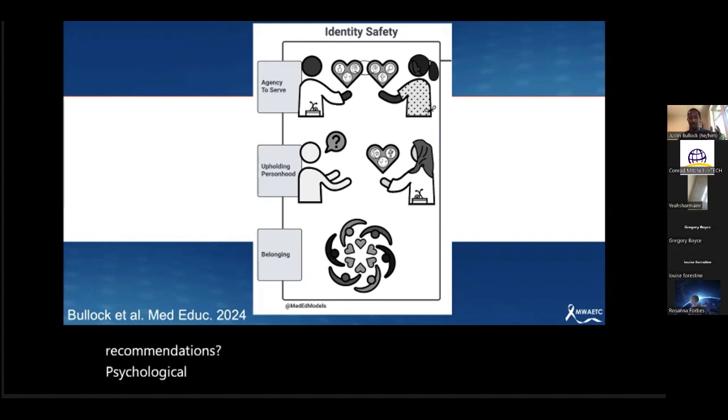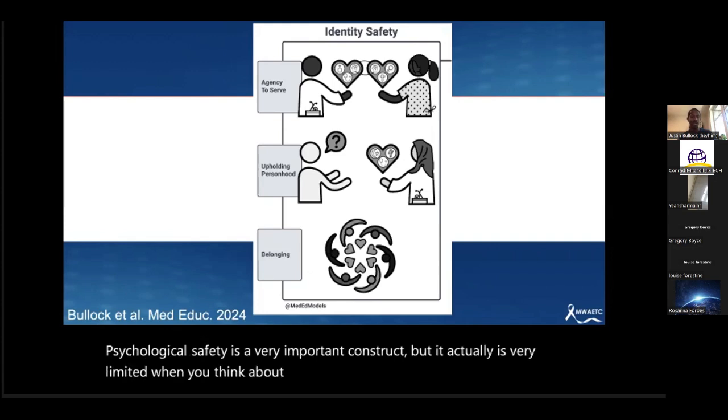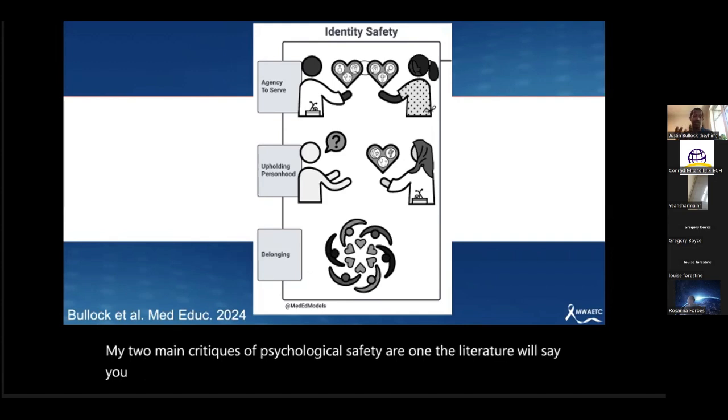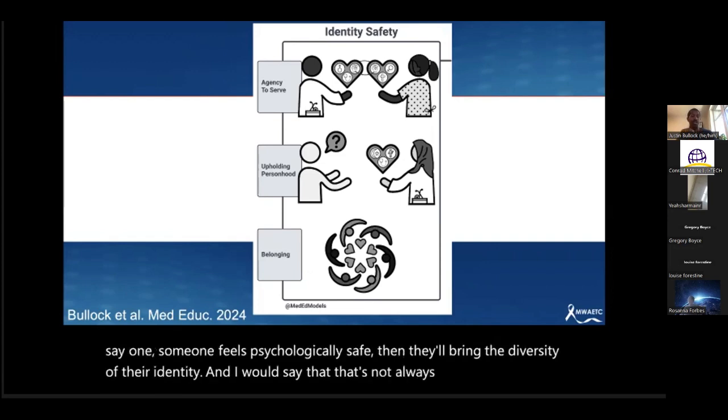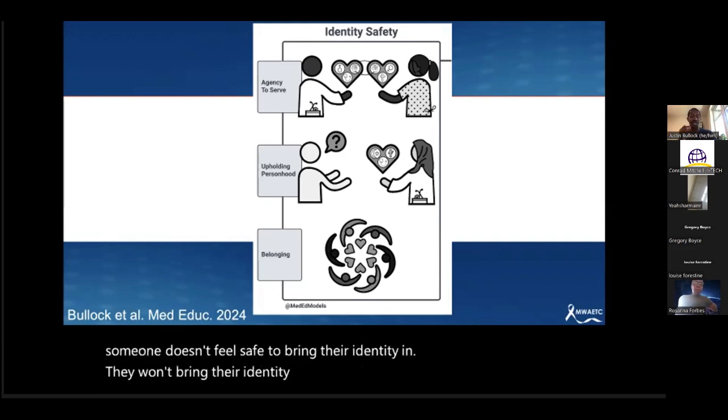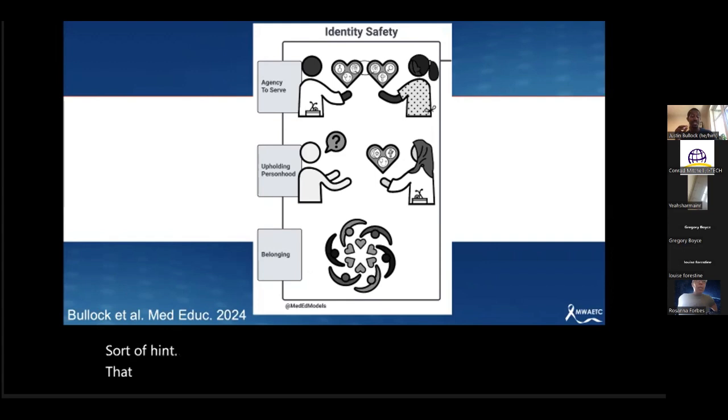Psychological safety is a very important construct, but it actually is very limited when you think about identity. My two main critiques of psychological safety are, one, the literature will say, once someone feels psychologically safe, then they'll bring the diversity of their identity. I would say that's not always true, because if someone doesn't feel safe to bring their identity in, they won't bring their identity in. And there's a lot of ways that people can hint that it's safe or not safe to bring in their identity.